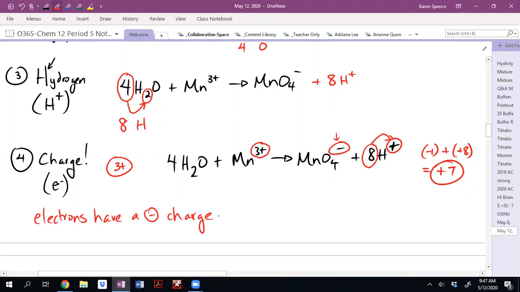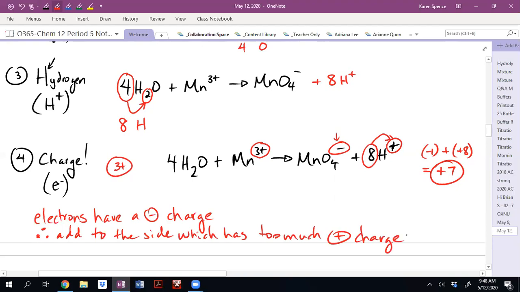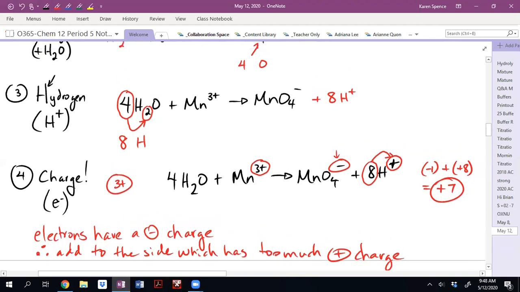Okay, so if electrons have a negative charge, we have to add them to the side which is too positive, which has too much positive charge, or the side that is more positive. We'll make it less positive. Okay, so we are going to add them to the right.